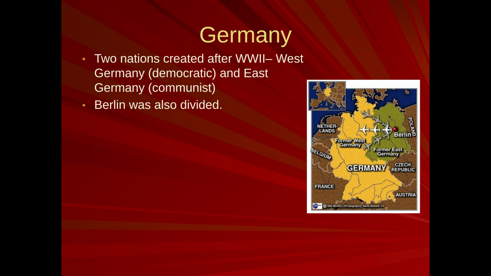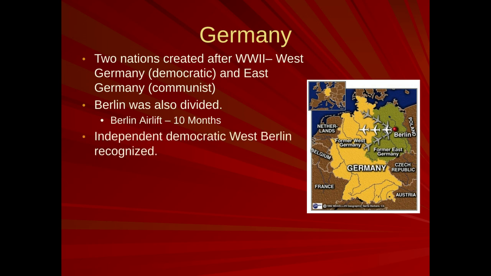In order for them to get supplies, we would have an event known as the Berlin Airlift, where the United States and the Allies would fly supplies in and out of Berlin to make sure that they didn't fall to communism. This Berlin Airlift would last for about 10 months, and eventually East Germany and the Soviet Union gave up on the idea of taking West Berlin. Again, West Berlin would be independent and democratic.